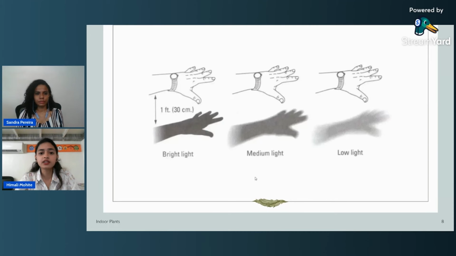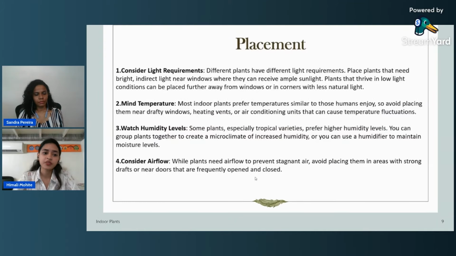So with this method you can get to know where you are getting what kind of light and you can place your plants accordingly. Next is mind the temperature. Most indoor plants prefer temperatures similar to those we humans enjoy. So avoid placing them near drafty windows, heating vents, or air conditioning units that can cause temperature fluctuations.